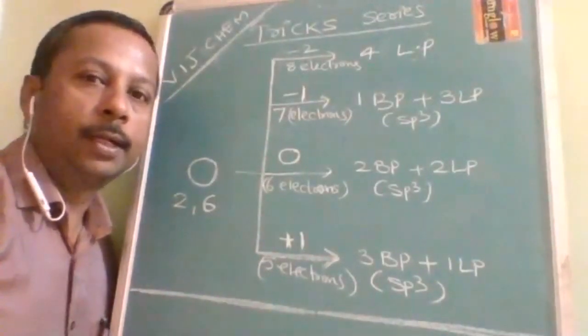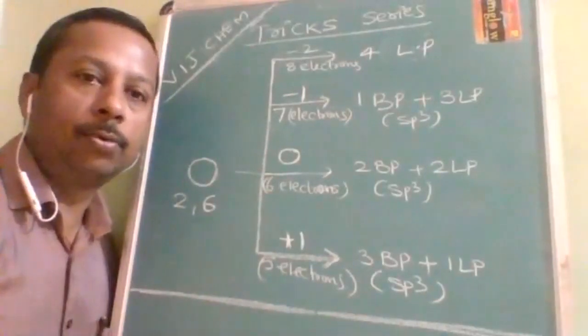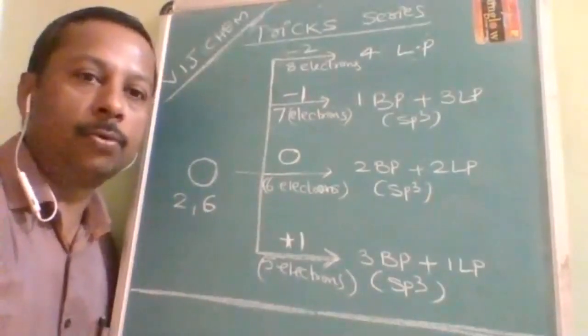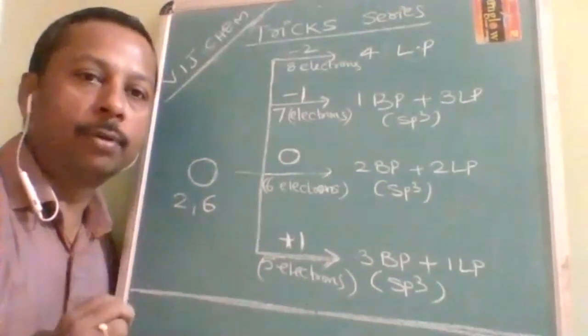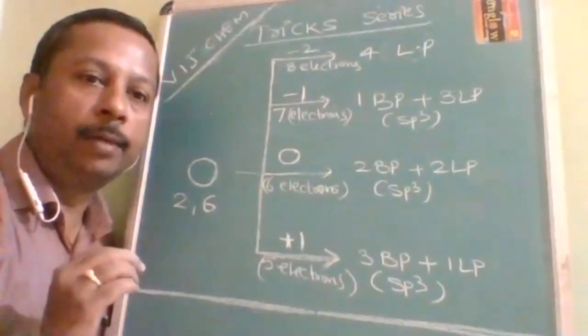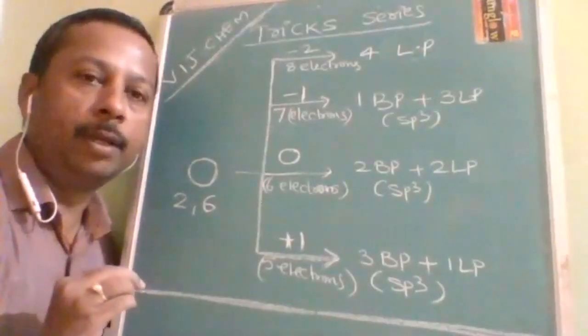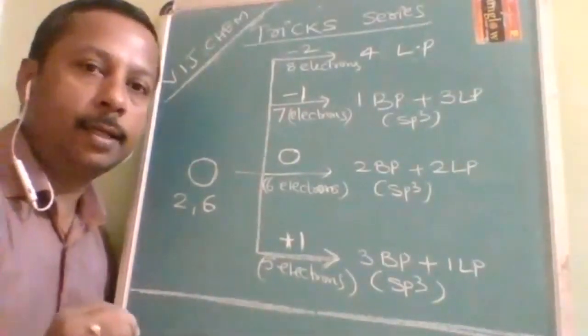Okay, so let us start with the topic today. Our topic of the trick series: how to find out the formal charge and how to draw the resonating structures easily. So in one trick, you are going to cover two things. You will be able to draw the resonating structures very easily, and you will be able to find out the formal charge also very easily. Okay, let's begin.